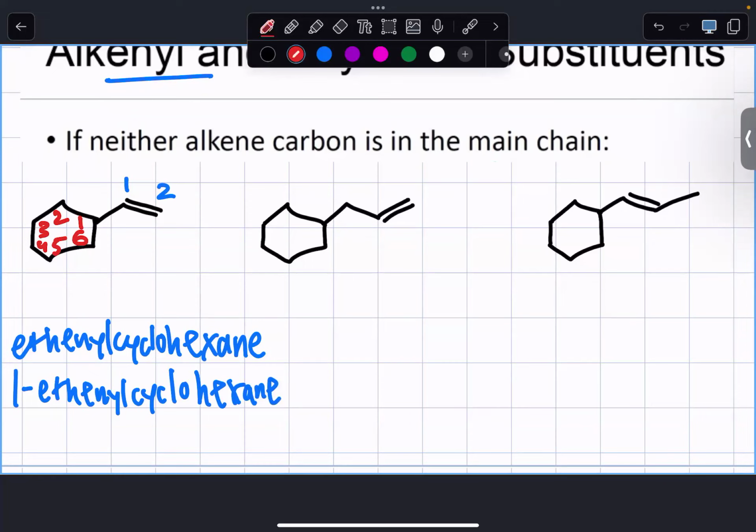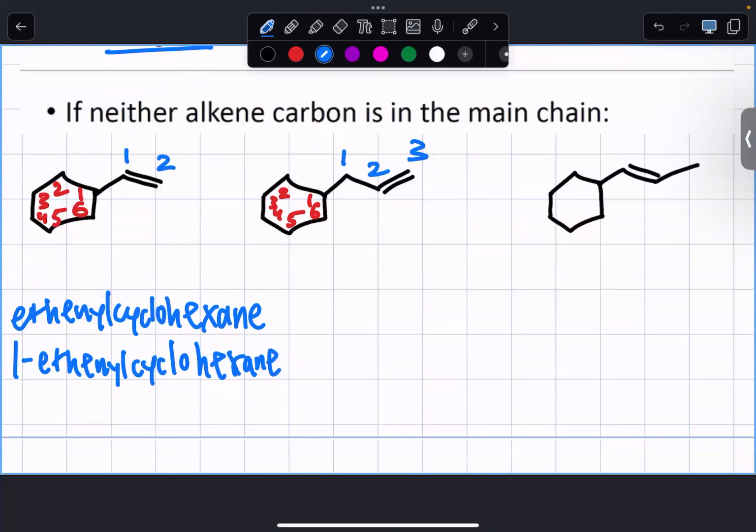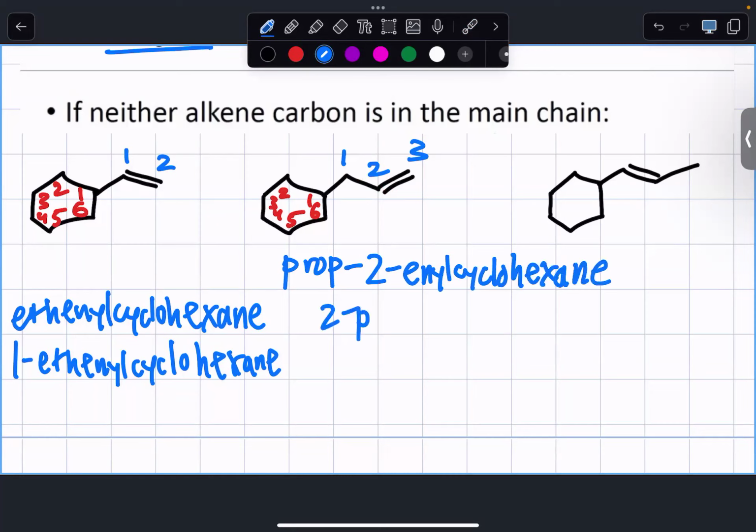For this one, the main chain is still a cyclohexane, a 6-carbon ring, but this time the substituent is 3 carbons long, so that would be prop. And in this case, we do have to put a number now, because the alkene can start on carbon 1 or it can start on carbon 2. In this example, the alkene starts at carbon 2, so it'll be prop-2-eno cyclohexane, or you could say 2-propeno cyclohexane.